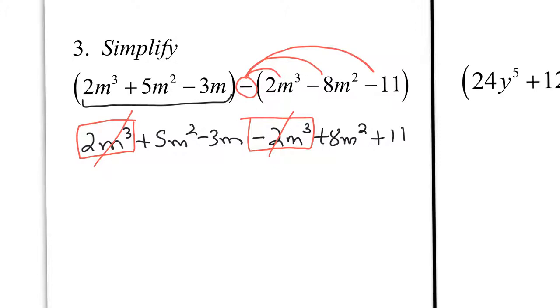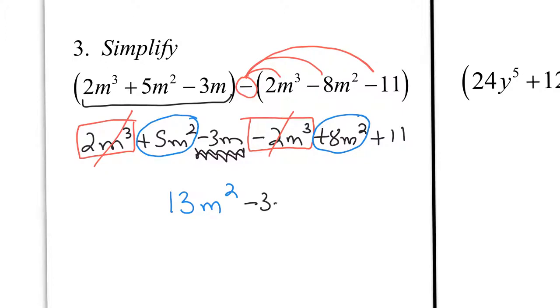But now I'm going to look at the squares. So the circle, positive 5m squared plus 8m squared, that's going to be 13m squared. And then I look for the m's. The next one is the m's. Minus 3m right here. There's no other m, so I'm just going to bring that one down, minus 3m. I'm not going to combine anything else with that one.